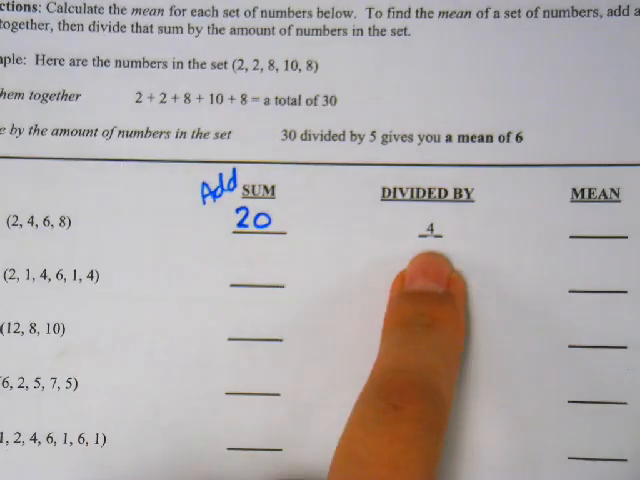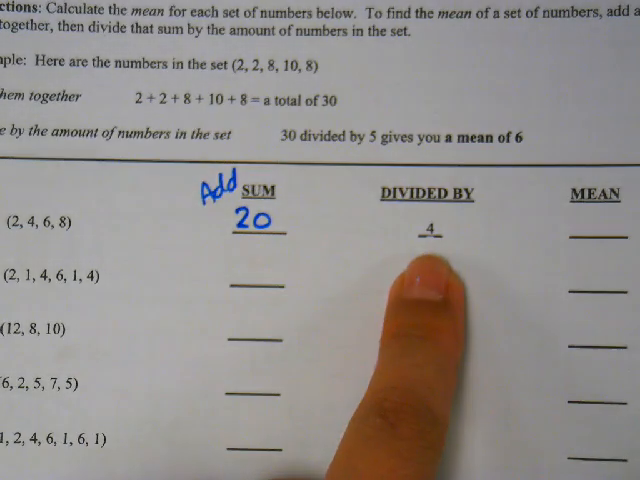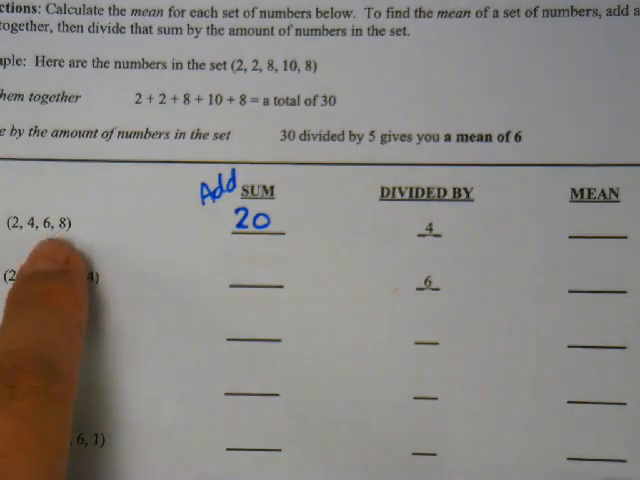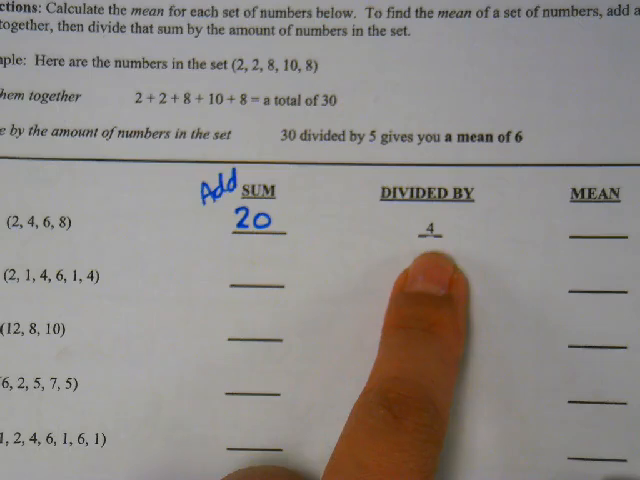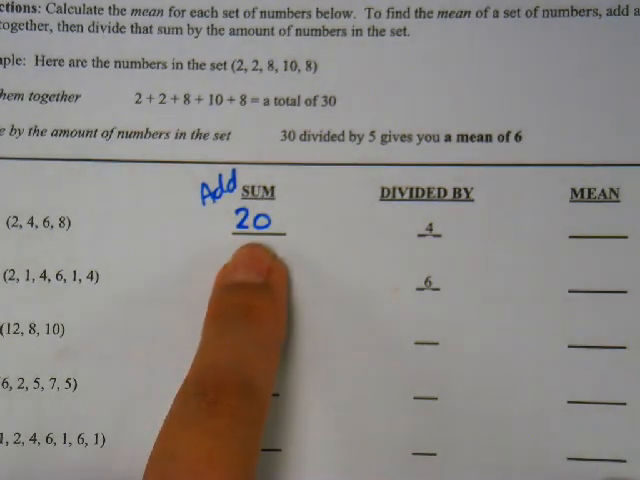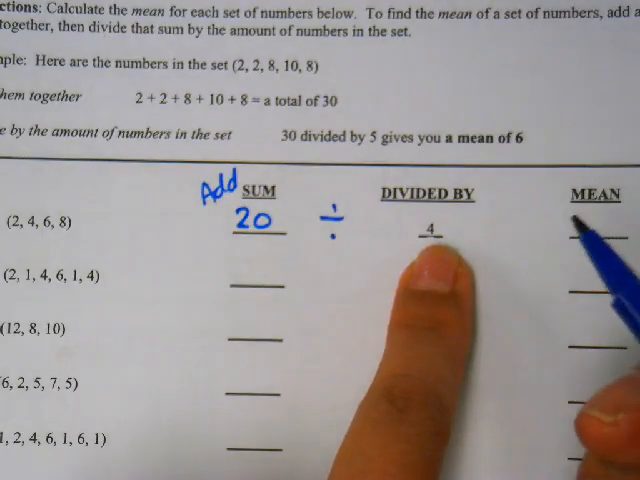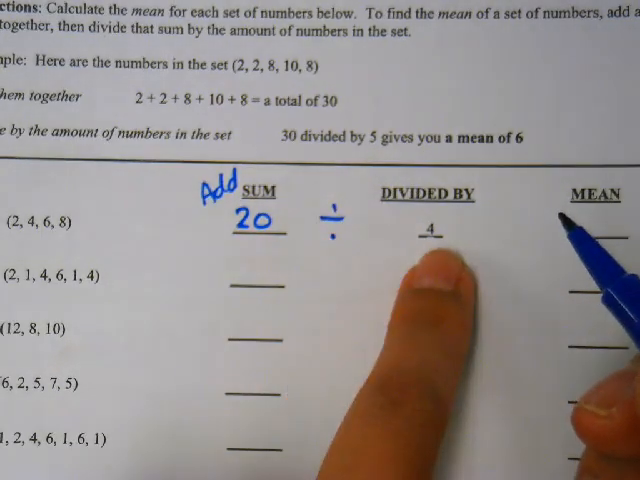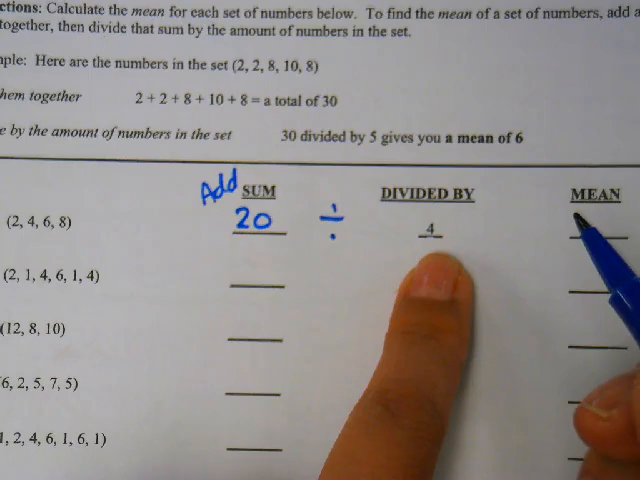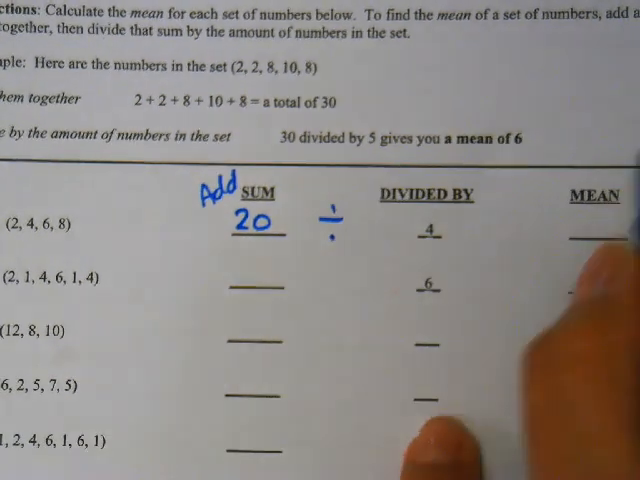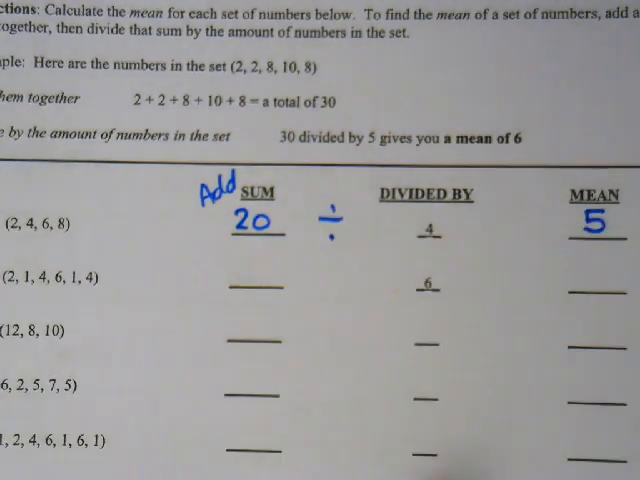Now, why did they type in the number 4? There's 4 numbers. 1, 2, 3, 4. So they wrote 4 for us. So first we're going to add. Then we're going to divide by how many numbers you have. So what's 20 divided by 4? 5. So our mean is going to equal 5. Can we do the work?